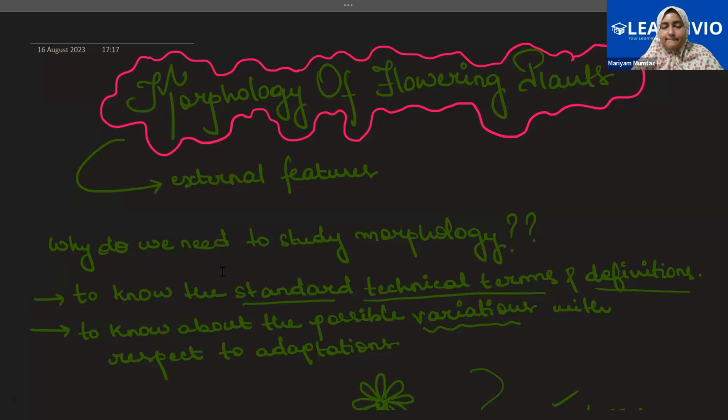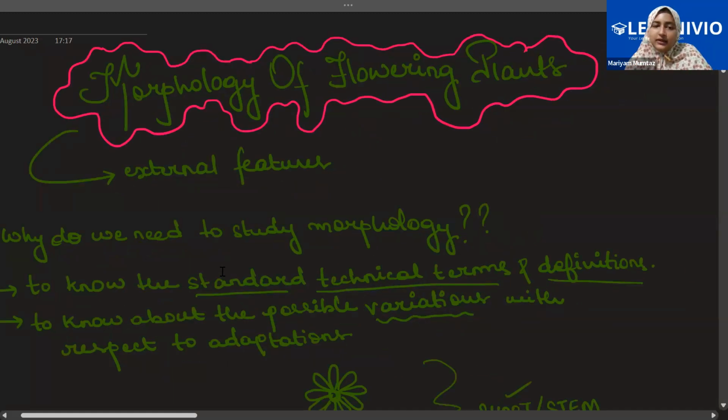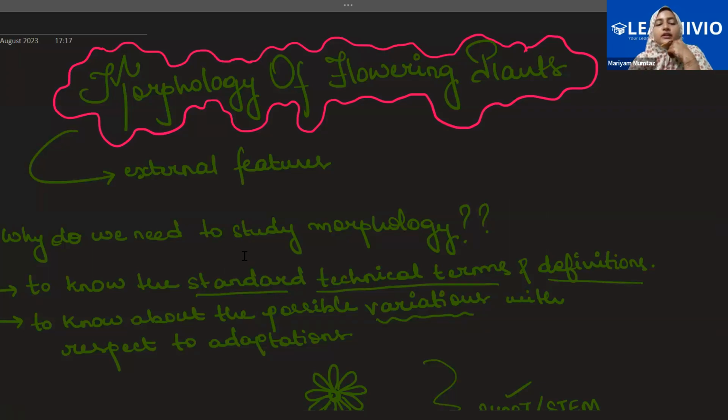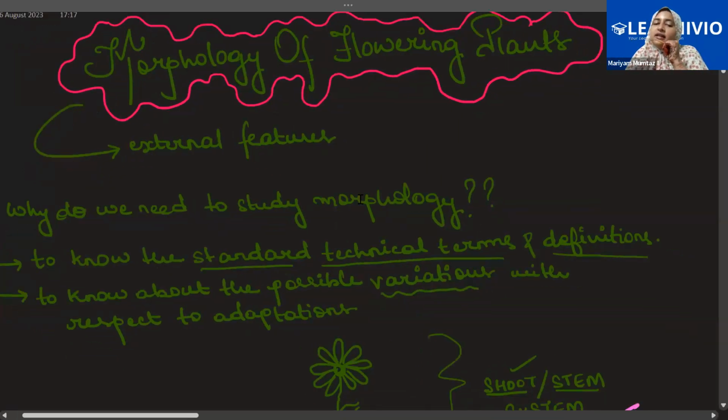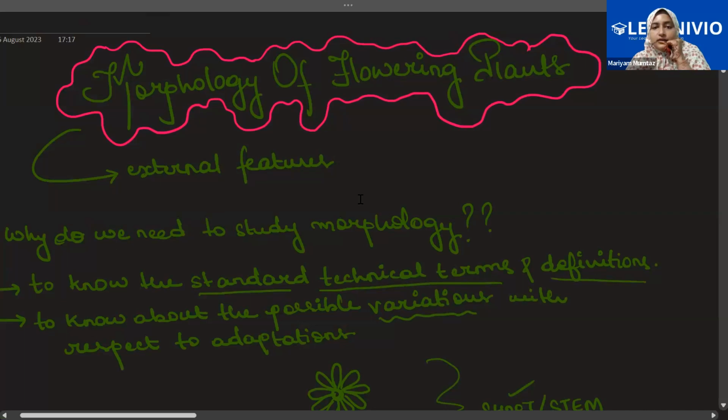Yes, ma'am. Okay. So we're going to start a new chapter now, that is morphology of flowering plants. By flowering plants, I mean angiosperms, of course. And by the term morphology, we mean the external appearance or the external features. Anything that is the exterior of the plant, particularly the flowering plants, we're going to see that.